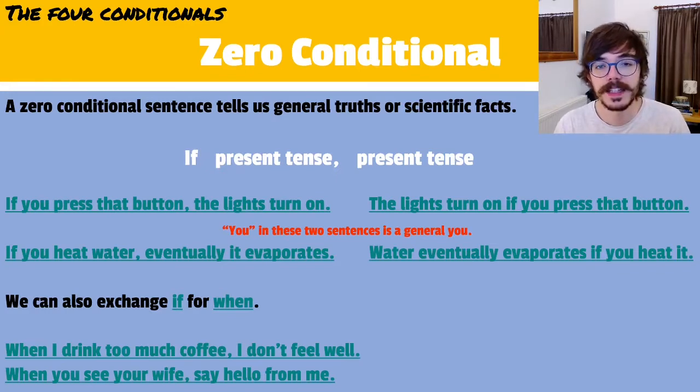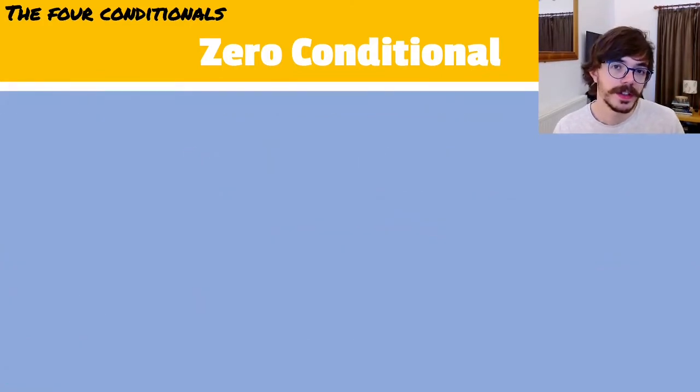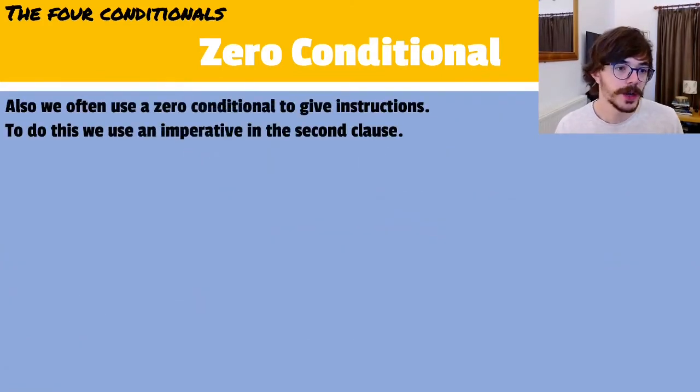Now in that last sentence, we've got an imperative. When you see your wife, say hello from me. It's not you say hello, it's say hello. So it's an instruction. So we quite often use the zero conditional to give an instruction. And we use the imperative in that main clause.